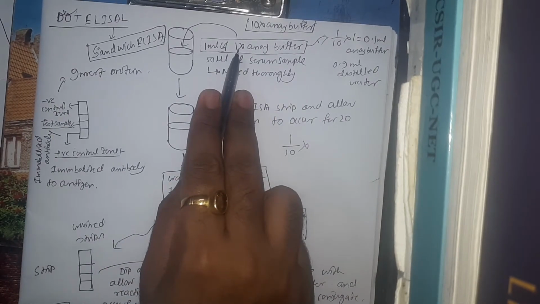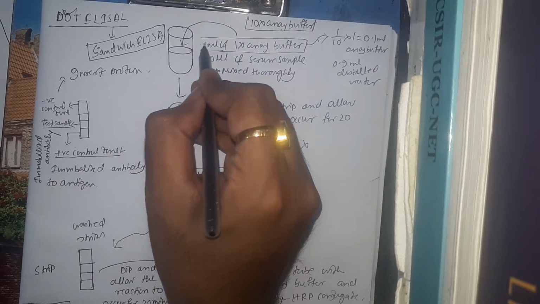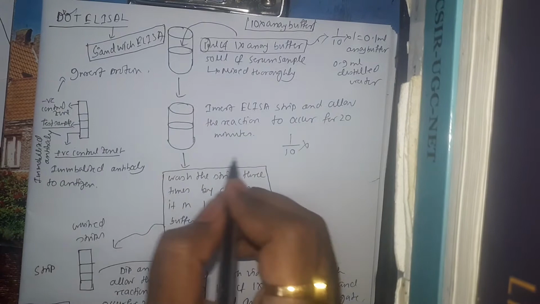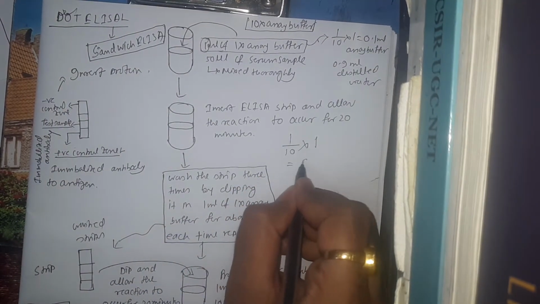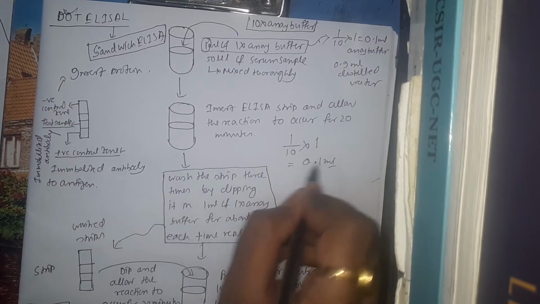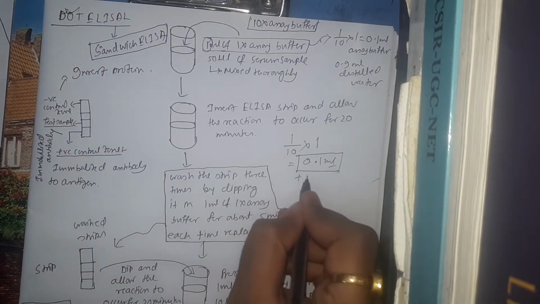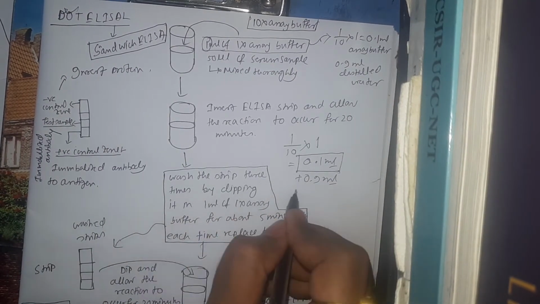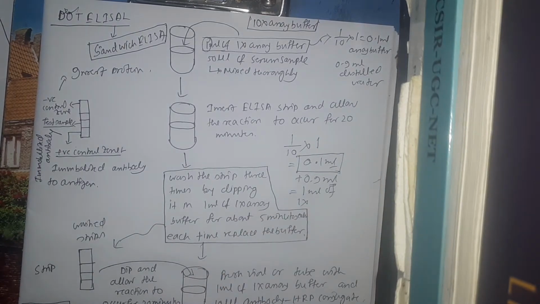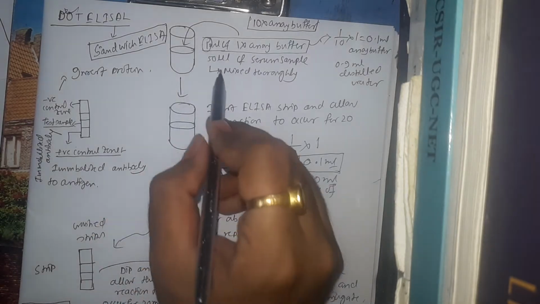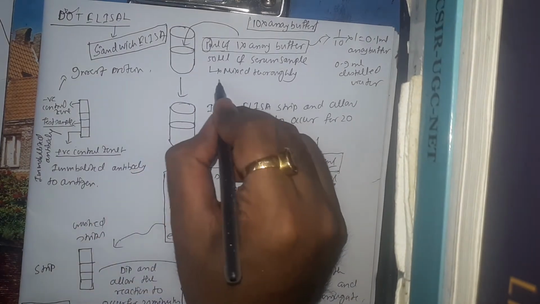You need to prepare 1x assay buffer, and you have 10x assay buffer, and you want to prepare 1 ml. That means the equation will be something like that, and you will get 0.1. That means you have to mix 0.1 ml assay buffer with 0.9 ml distilled water. Then you will have your 1 ml of 1x assay buffer. I hope it is clear. Then you have to mix it with 50 microliter of serum sample, and mix it thoroughly.